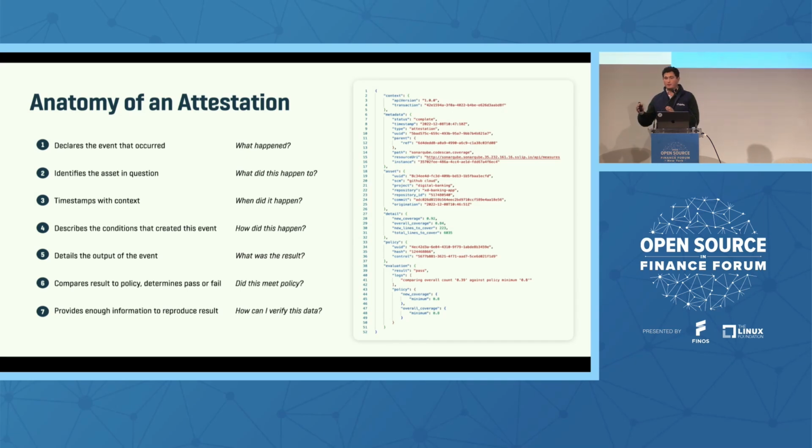So that could be that an event, that a code scan began, a code scan completed, all of those different types of context around the event. And then describing the conditions surrounding the event. So how did that happen? How did that come to be? What were the environment variables when that event occurred? Details of the output of the event. So if you're running a SAST scan, it would be the vulnerability report.